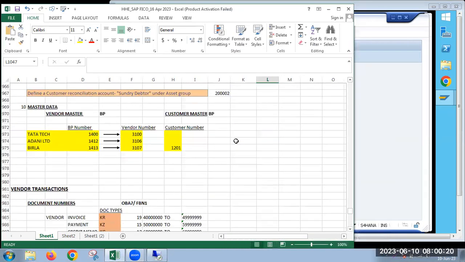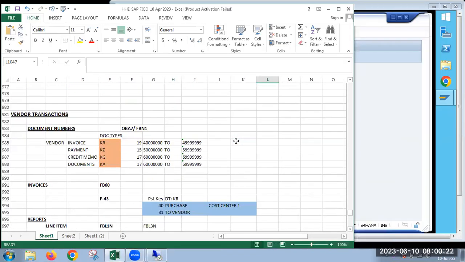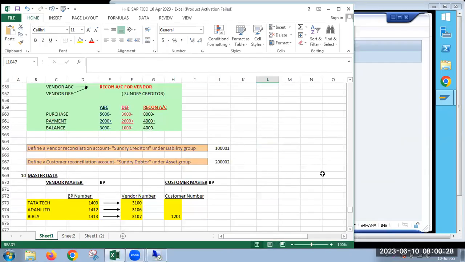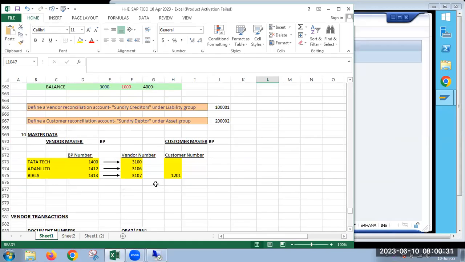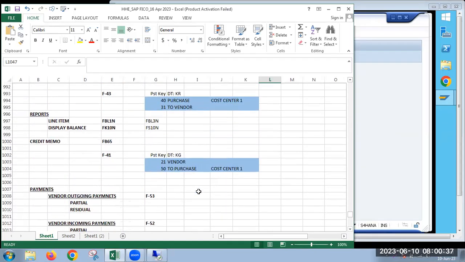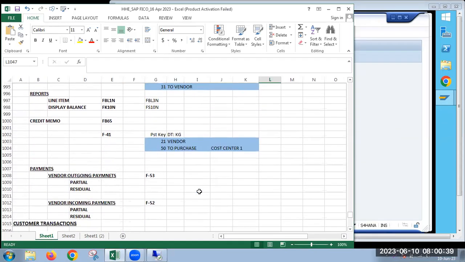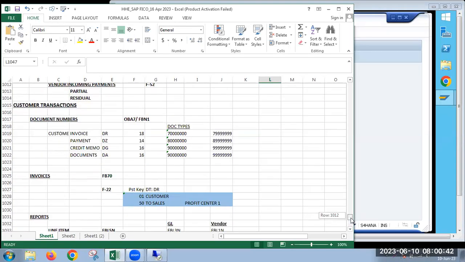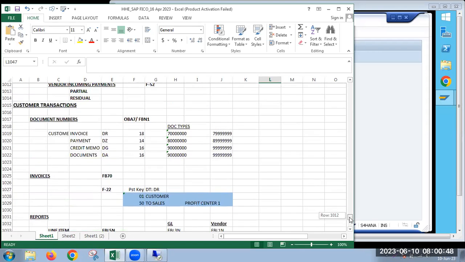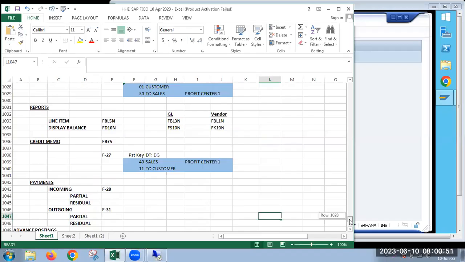So in the last session, after the BP creations, the vendor and customer account creation and the master data, we went through the standard vendor and customer transactions, and then the reports. We have seen how we can have the line item report as well as the balance report, the same way for customers as we had for vendors. Then even the payments we have discussed.